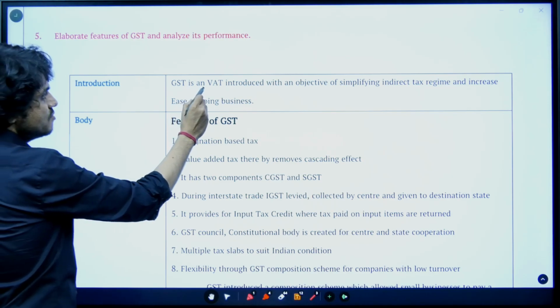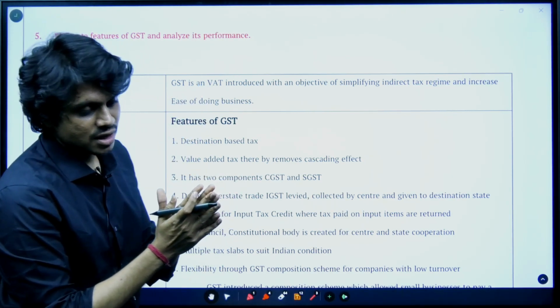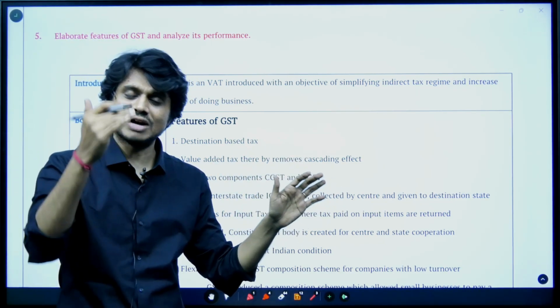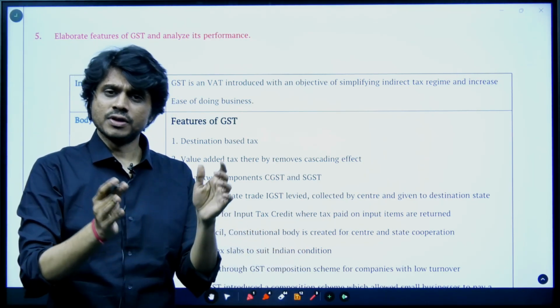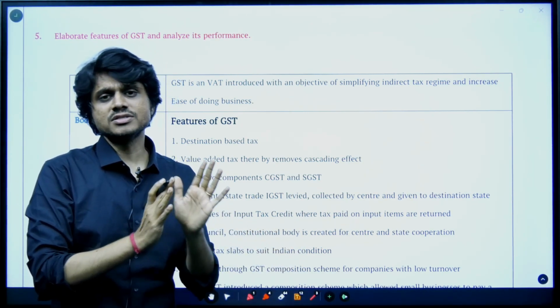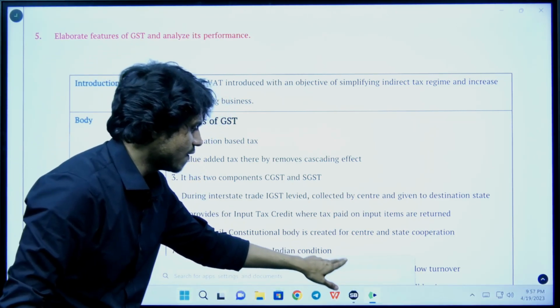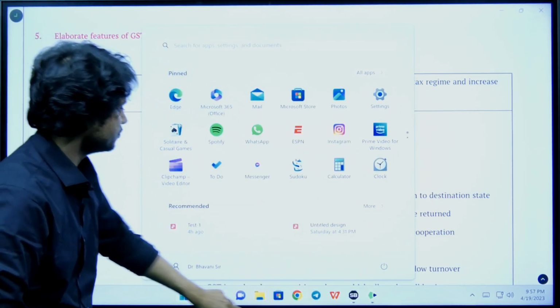Now GST is a VAT. We have seen multiple taxes clubbed. The 18 taxes, once in the UPSC they have asked to list down those 18 taxes also. You can go through those things. The 18 taxes have been clubbed and introduced simply as GST. Now we will try to understand what is this VAT, what is this destination based tax, all those concepts.